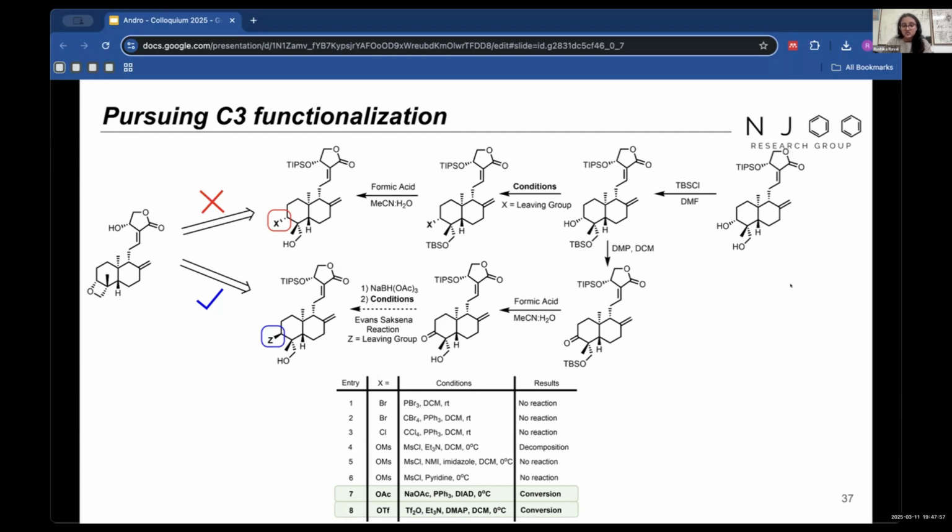And so we're now planning to attempt this route to reverse the stereochemistry of the alcohol, first by oxidizing it to a ketone and then performing an anti-selective reduction such as the Evans-Saksena. That gives us the opposite face of the alcohol, and we would later test leaving group conditions in order to close that oxetane ring.